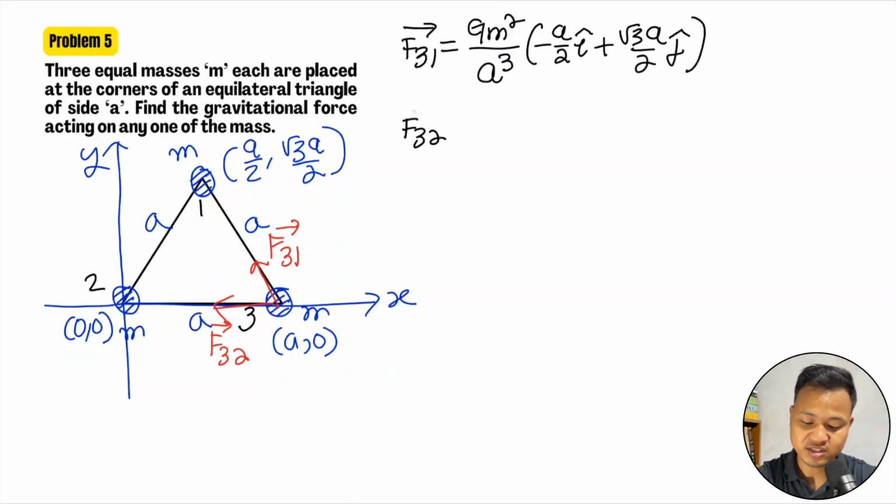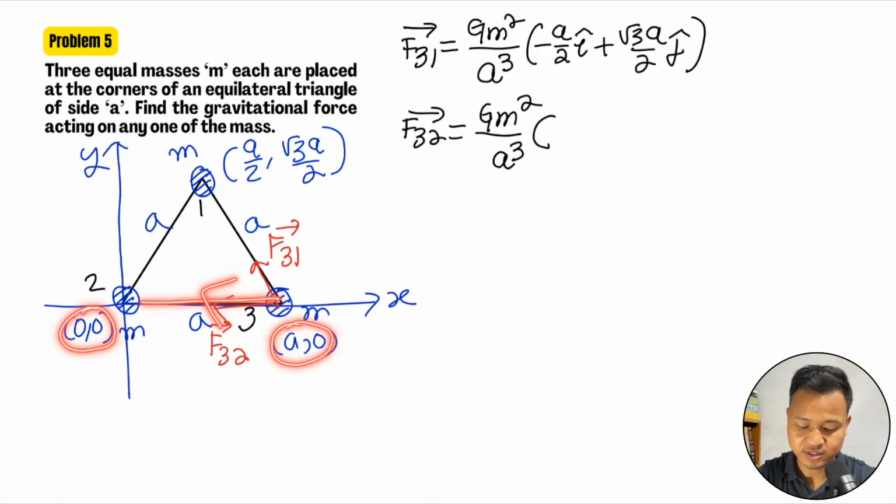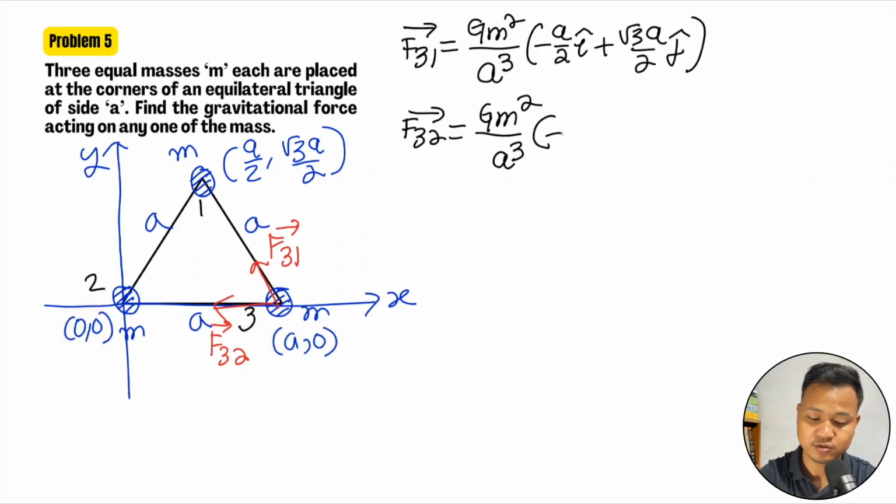So similarly what is the force on 3 due to 2? So G into M into M, M square, divided by distance between them which is A, so A cube. Okay, so now the force is going like this. So that means final vector minus initial position vector. So 0 minus A I cap, 0 minus 0 Z cap. So I will have here minus A I cap plus 0 Z cap.